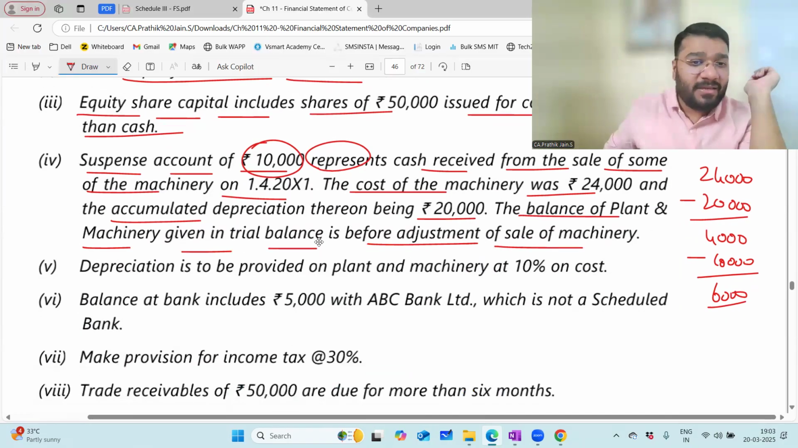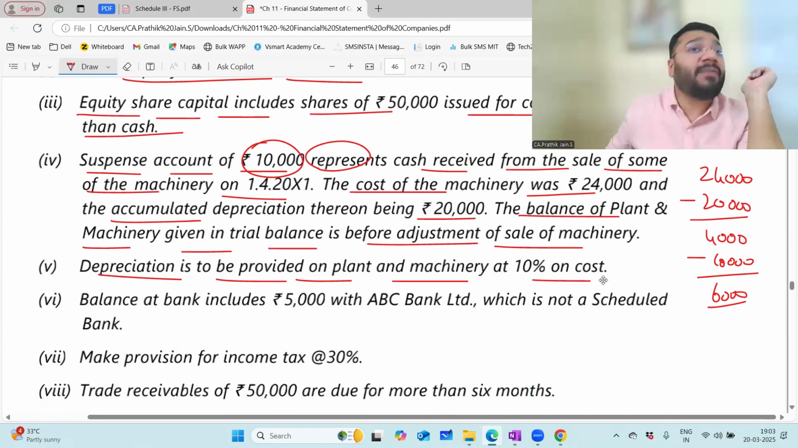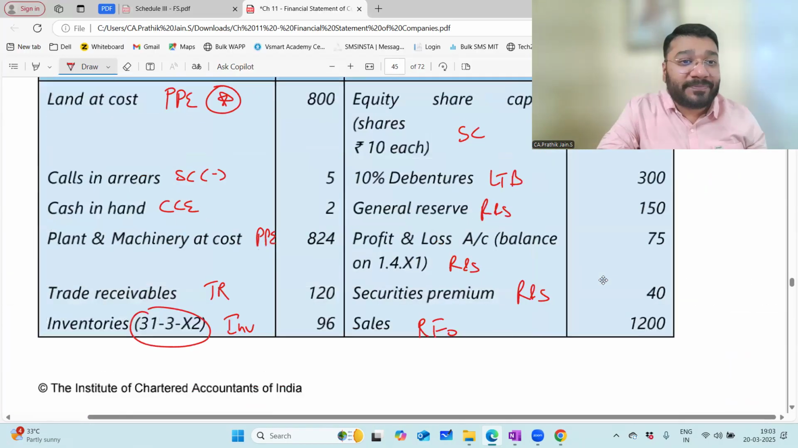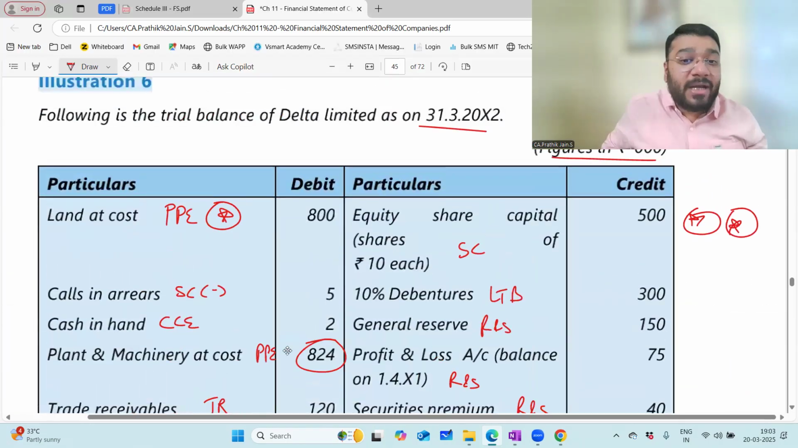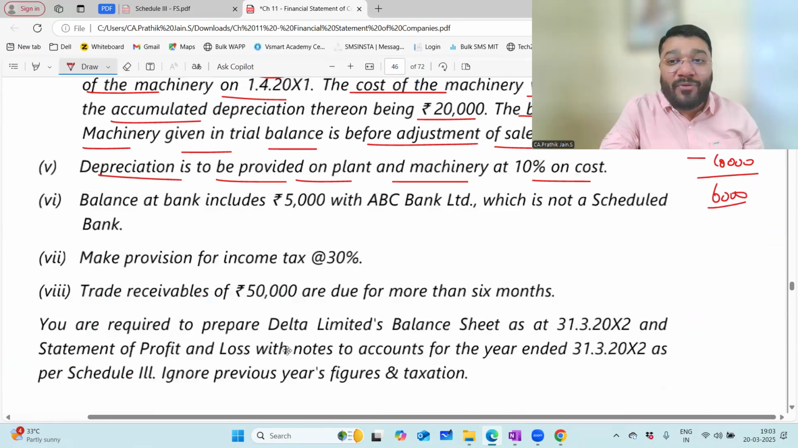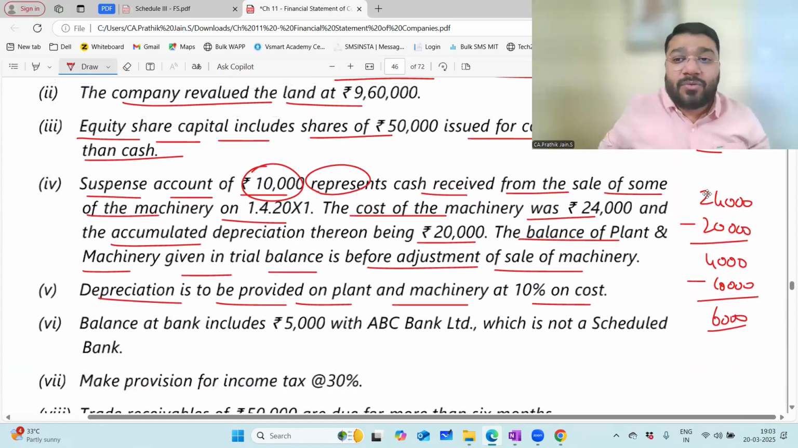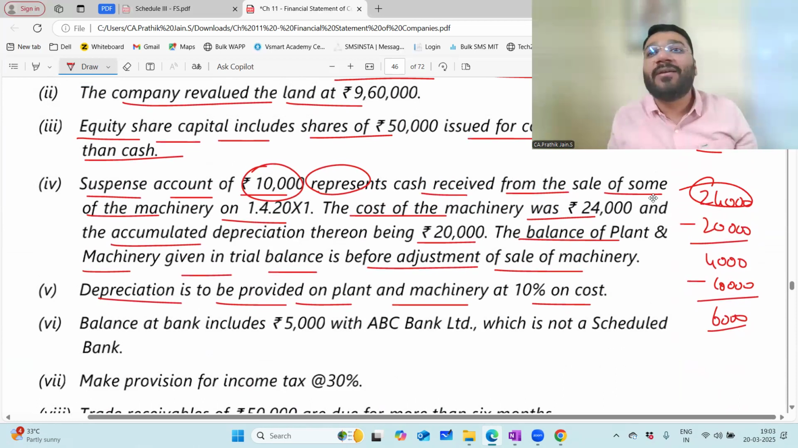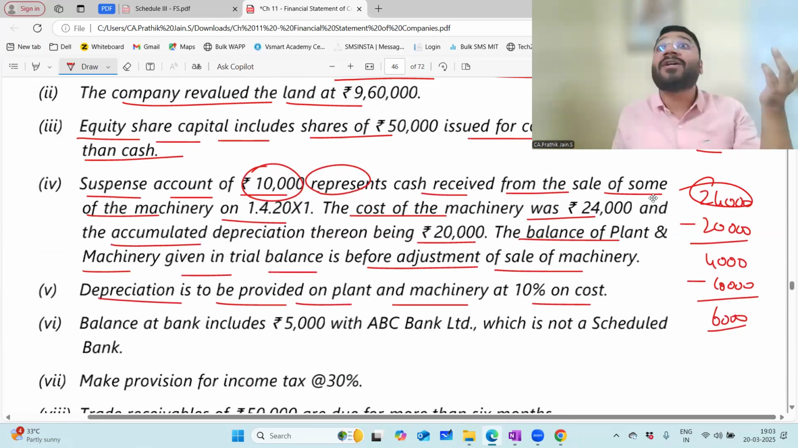Depreciation is to be provided at 10% on cost. Previous question, remember? 770 minus 10. That adjustment you have to do here also. So here, what is the plant and machinery cost? 824 minus the cost of the asset sold. 24 is the cost of the asset. So what is the balance? 800. On the 10%, what is depreciation? 80.